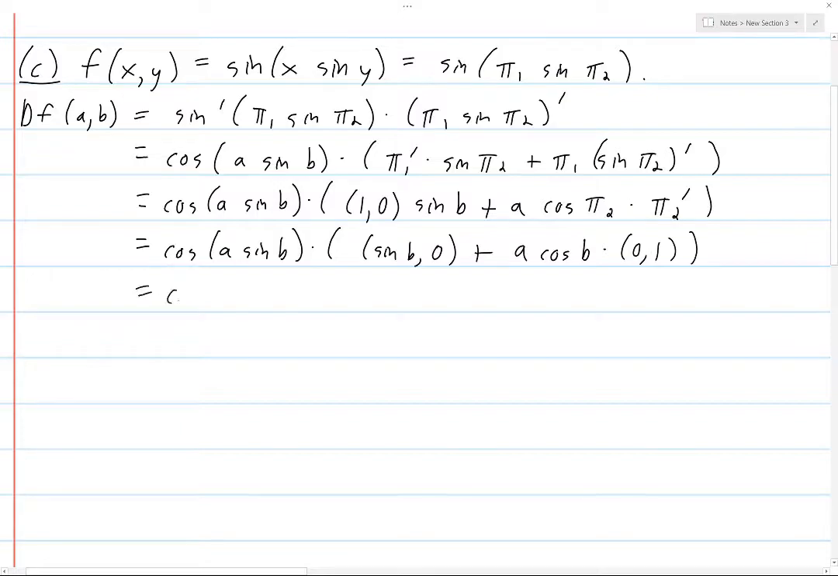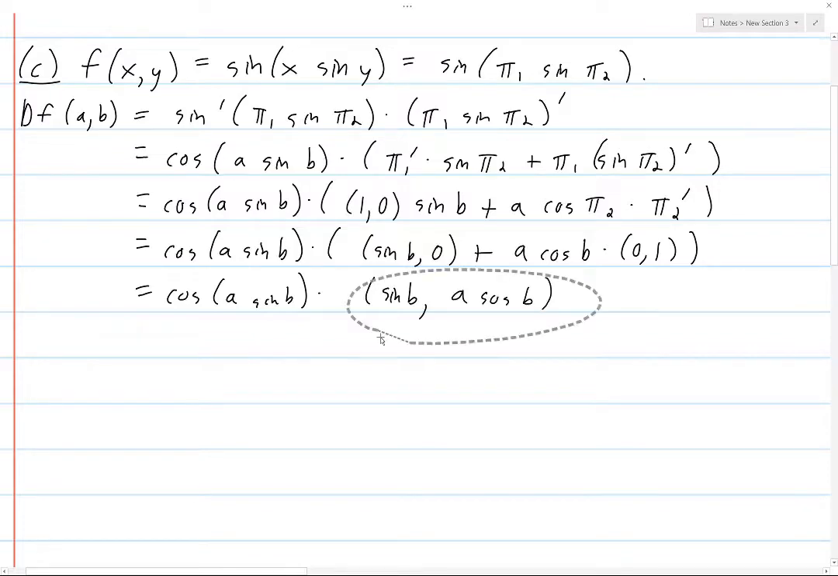So what this ends up with is cosine a sine b. And now when we add these two together, because of the 0 in the second term, the sine b is left by itself. And then because of the 0 in that first term, we get a cosine b. I guess we don't need that extra parenthesis there. We can move all this over a little bit, and then we should be able to wrap this up.